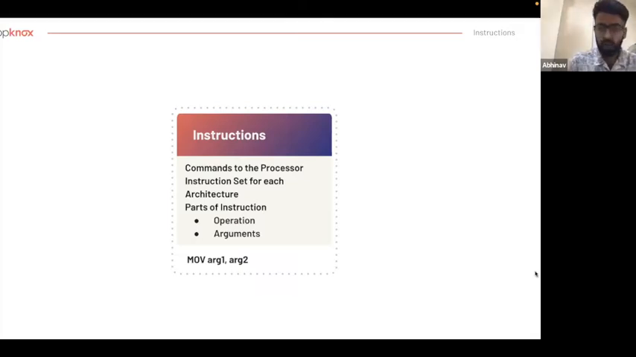The components of the instructions are very straightforward. You have an operation and you have its arguments, or its operands. The number of arguments varies based on the operation. I have added one instruction here as an example. The move instruction, the command here is move arg1, arg2. So this has one operation and two arguments. What this does is it moves the contents of arg2 to arg1. This is just an example of what an instruction looks like.